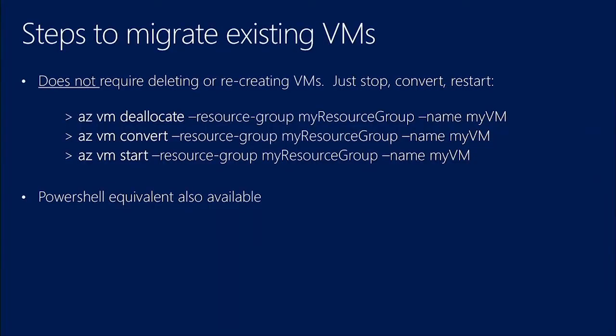There's also a PowerShell equivalent, and we do have articles for both on how to use them. If you have an app deployed in an availability set, you can just take one VM offline, convert it, bring it back, do the next VM, take it offline, convert it, bring it back, and walk through it. That way you'd have 0 downtime and 0 unavailability as part of that process.